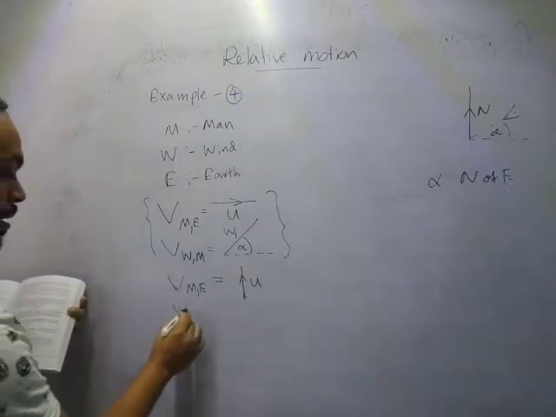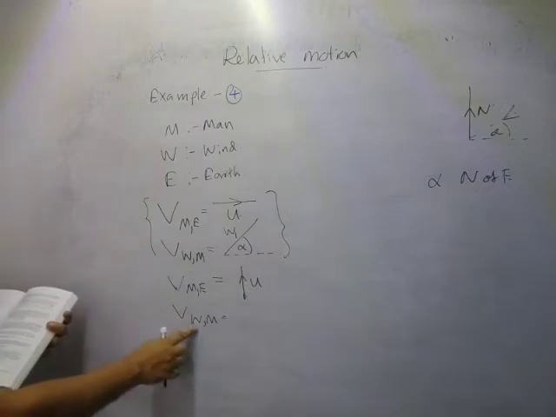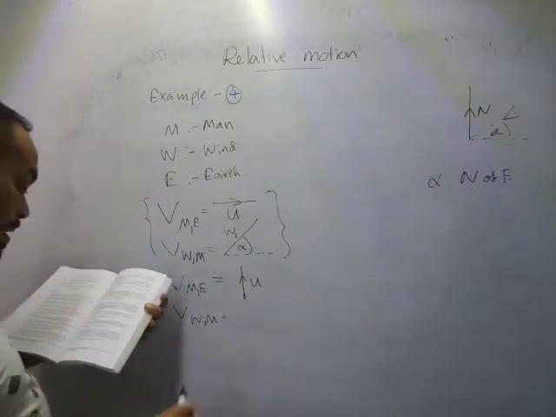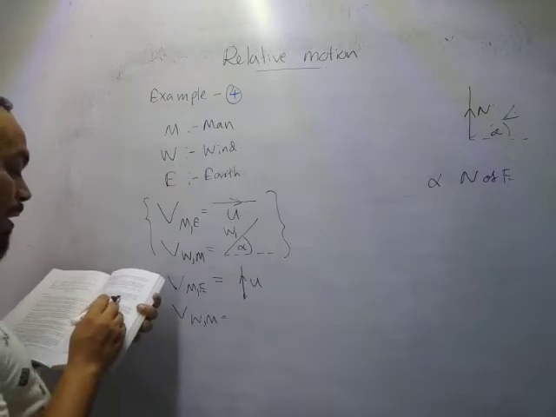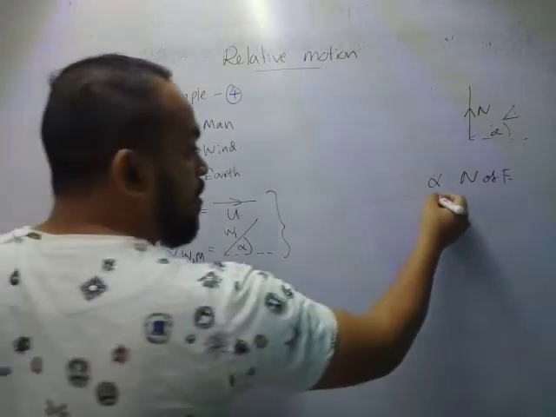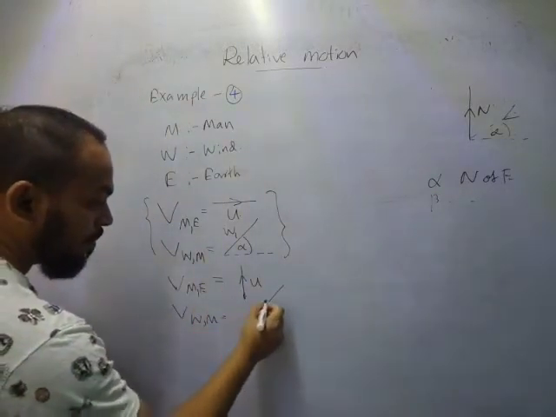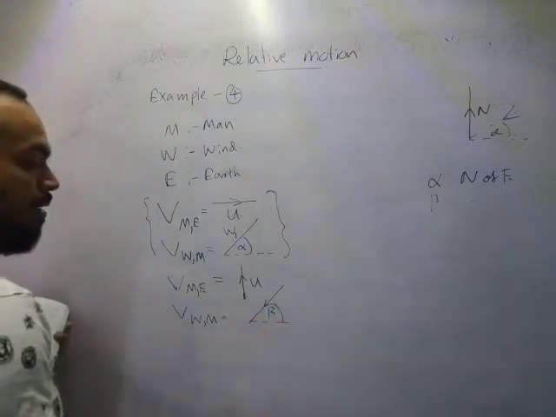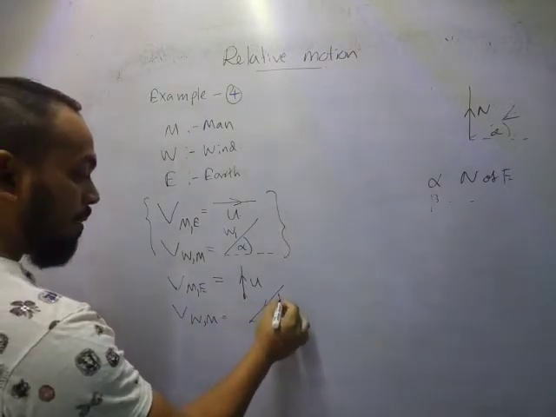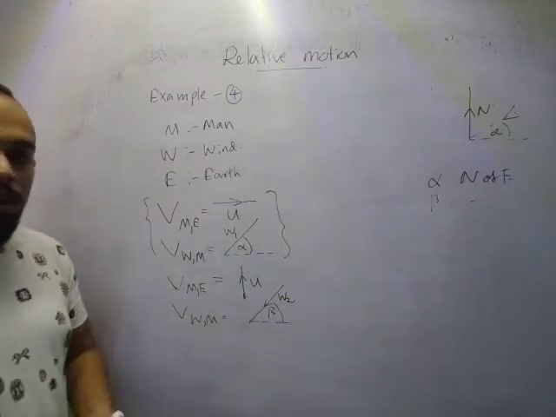Then the relative velocity of the wind relative to man in that case appears to blow from a direction beta north of east. Here it is beta north of east. Let's call its value W2, because they are only mentioning directions.